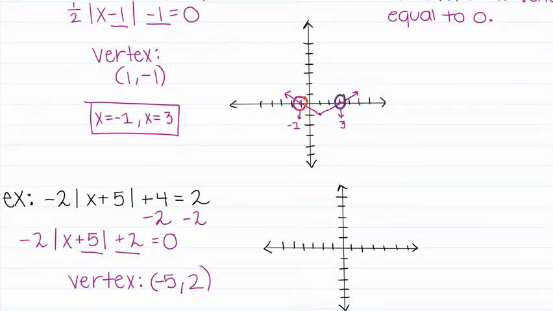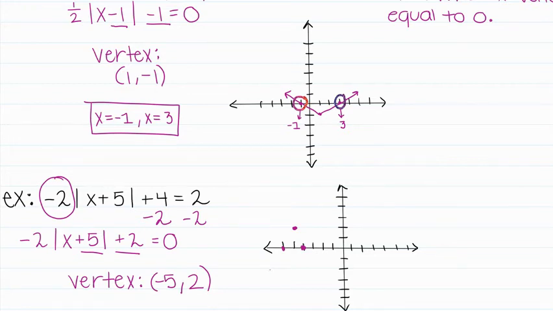-5, and I actually did -5, -2. I want to do -5, +2 up here. And then from there, we look at, I'm circling it, this a value. So that a value is your slope, and it tells us we're going to go down 2 and then over 1. And remember, we want to do that on both sides because we're making a V shape.